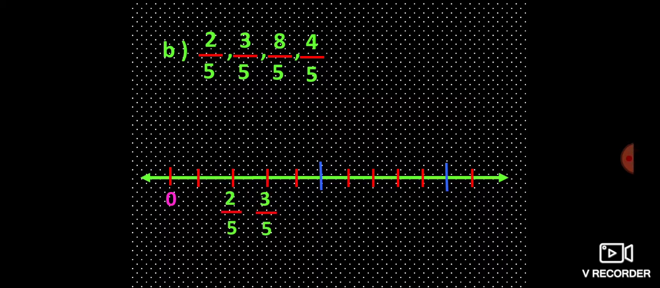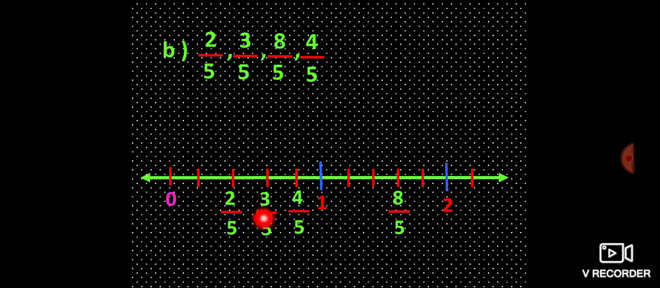Next 3 by 5. Next 8 by 5, that's still there. Then 4 by 5. After 3 by 5, 4 by 5. Next the blue line is 5 by 5. 5 by 5, that is 1. Next one is 6 by 5, then 7 by 5. Next 8 by 5. Okay. 8 by 5, 9 by 5. Then 10 by 5. 10 by 5 is 2. 5 by 5 is 1. 10 by 5 is 2.